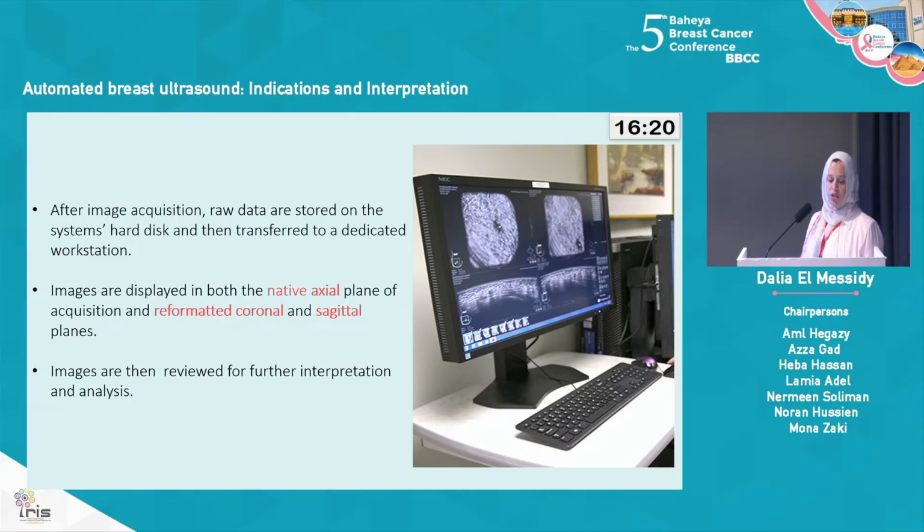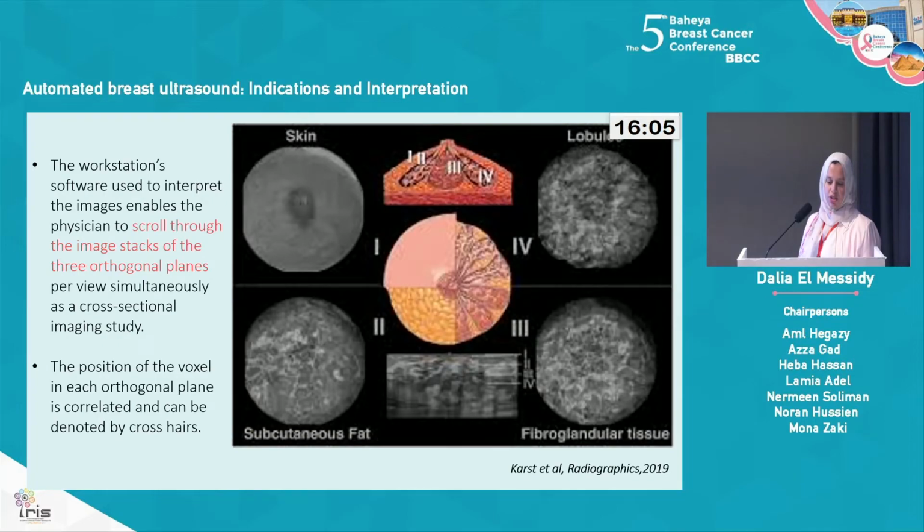After image acquisition, raw data are stored on the system's hard disk and then transferred to a dedicated workstation. Images are displayed in both the native axial plane of acquisition and reformatted coronal and sagittal planes. Images are then reviewed for further interpretation and analysis.